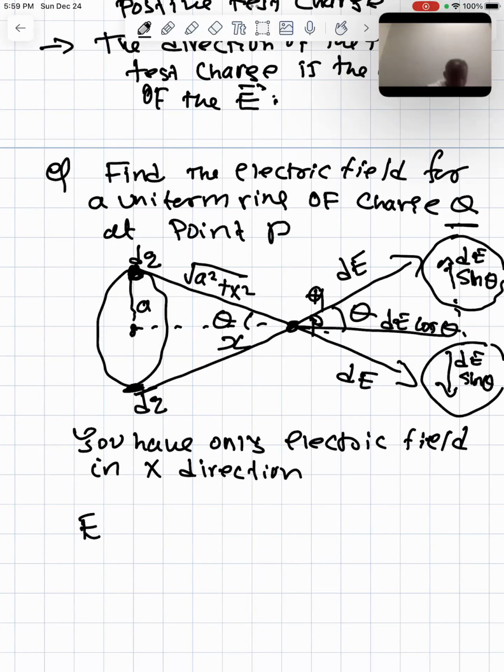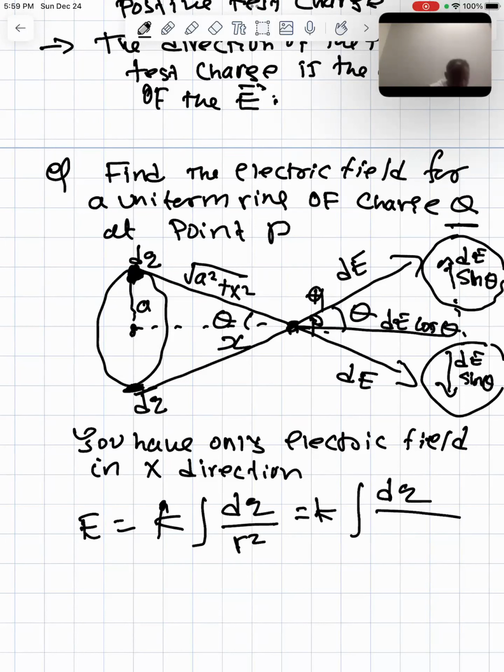The electric field, by definition, is k dq over r squared. R is the distance from dq to point P. So it's going to be k times dq over r squared, and if you scale it, r squared is a squared plus x squared, times cosine of theta.